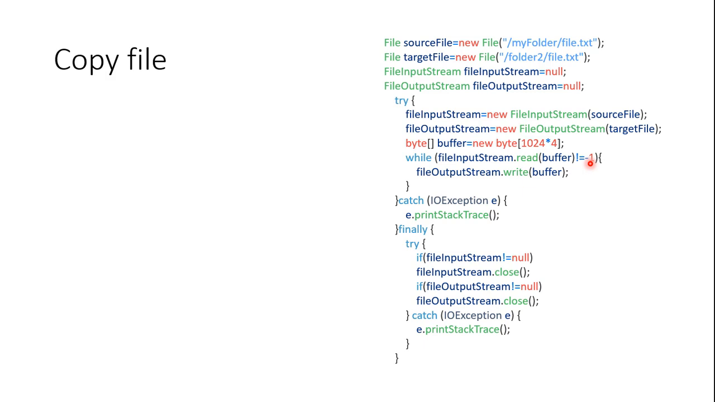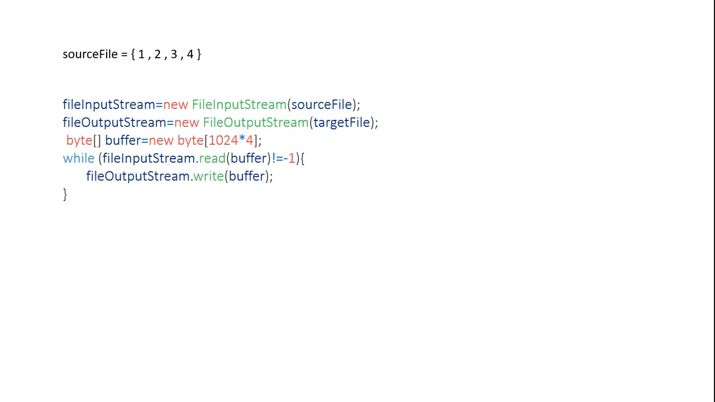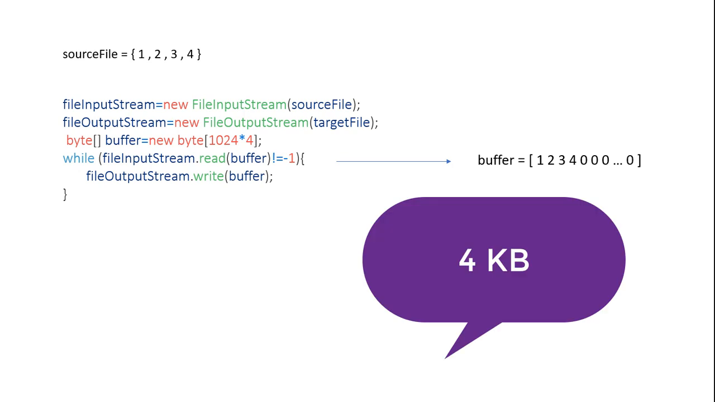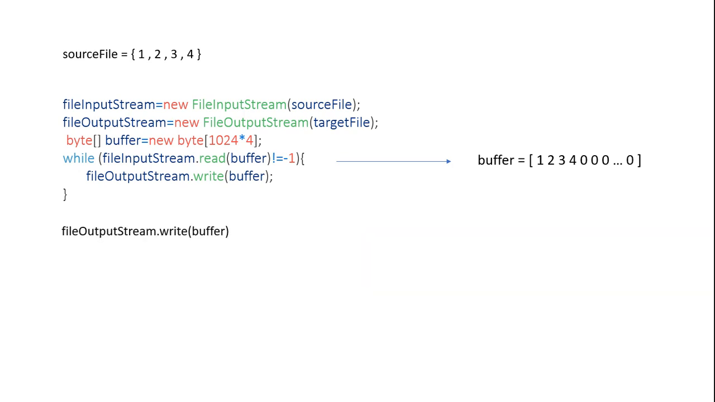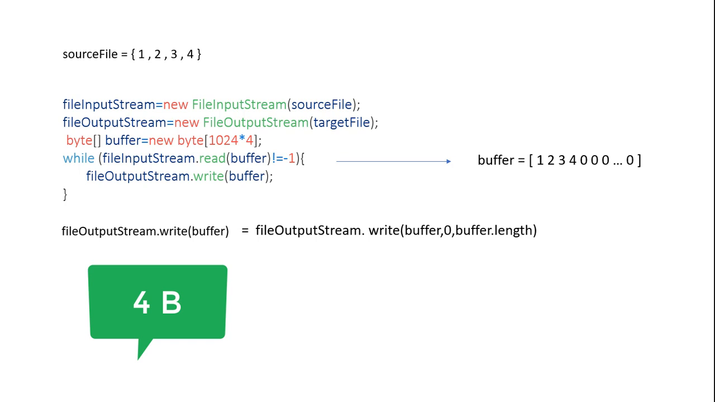Too simple. But there is a problem with this code. Suppose we wrote these 4 bytes into a file. If we use this approach to copy a file, when we read from the source file by calling the read method, the buffer will be like this. It's still 4 kilobytes. If we use the write method, which gets just a byte array as parameter, it is equivalent to this. So when we write this 4 kilobyte buffer to the destination file, we have a 4 kilobyte file, whereas our source file is just 4 bytes inside.